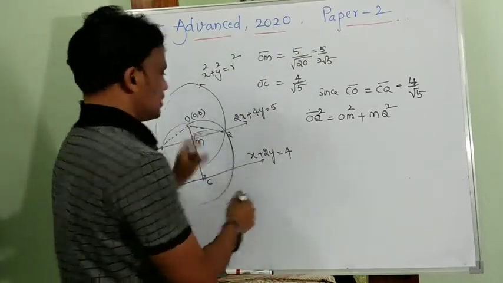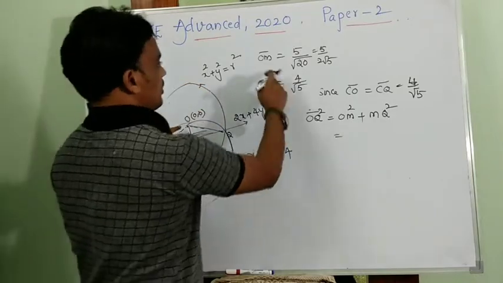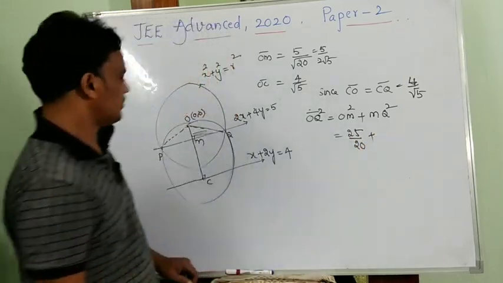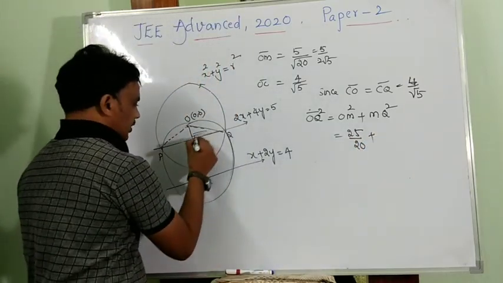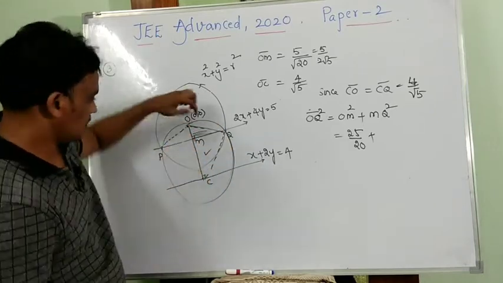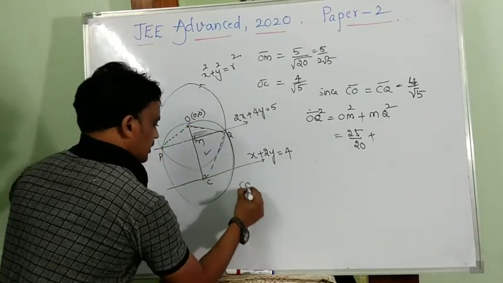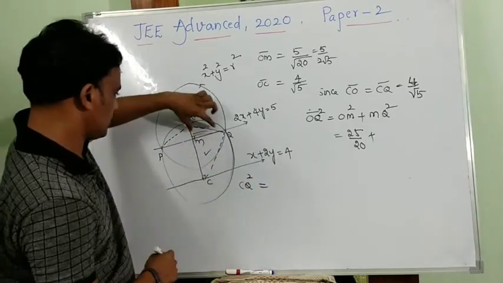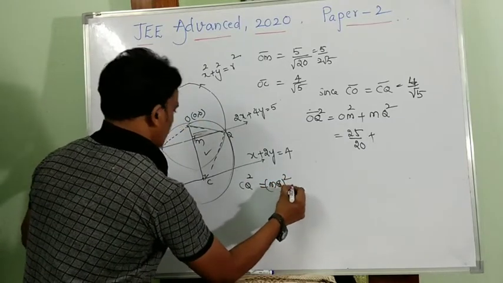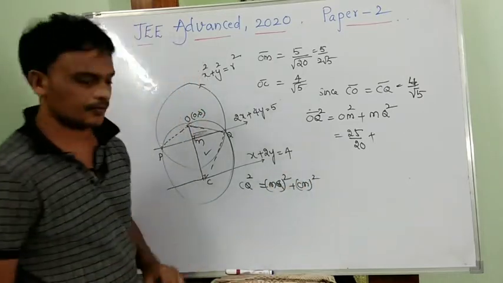So OQ, which is our radius, equals OM square, which is 25 by 20, plus MQ square. How can you write MQ square? From this triangle, in this right angle triangle, please find out separately. I can write CQ square equals MQ square plus CM square. Is it right?